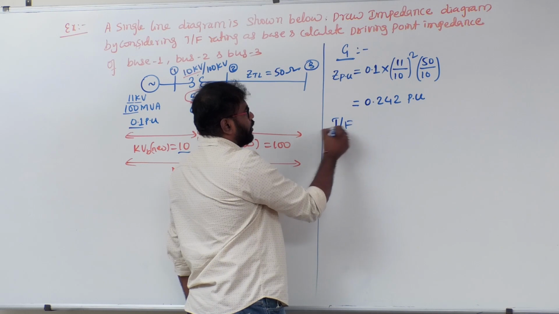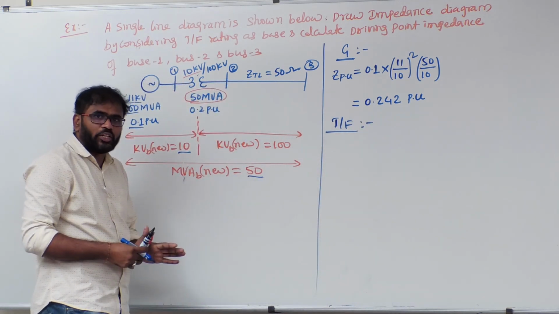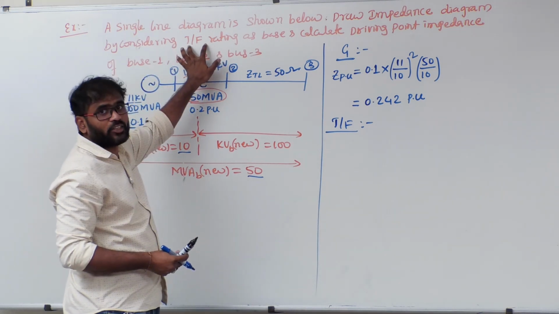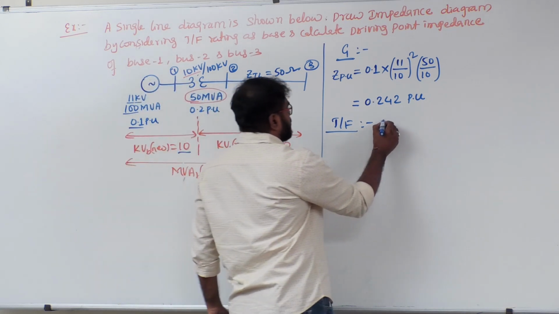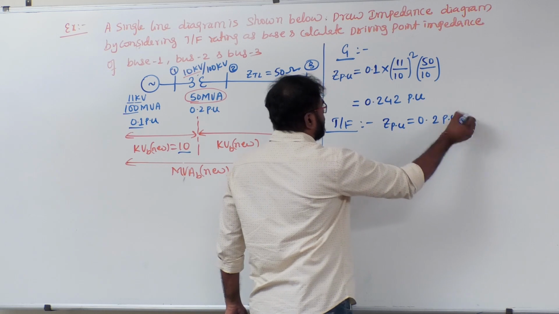For the transformer, the new per unit impedance is the same as the old per unit impedance. Why? Because it is clearly mentioned to consider the transformer rating as base. That's why the Z per unit for the transformer is the same, 0.2 per unit.